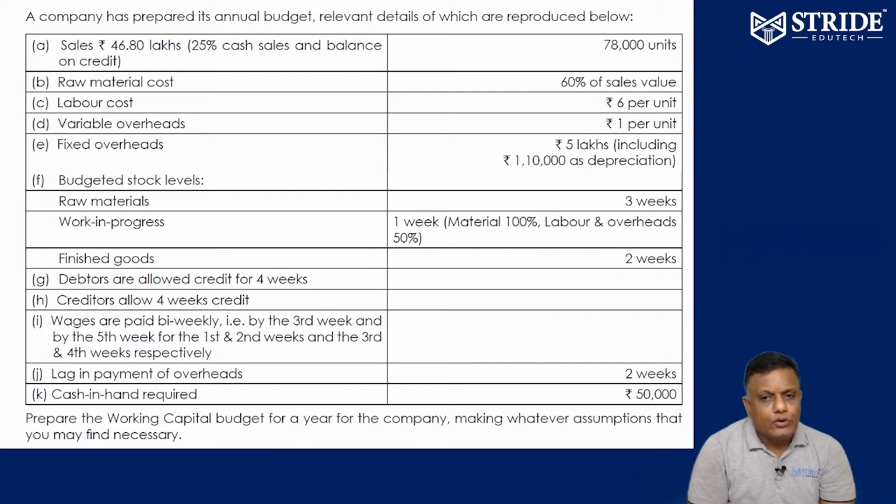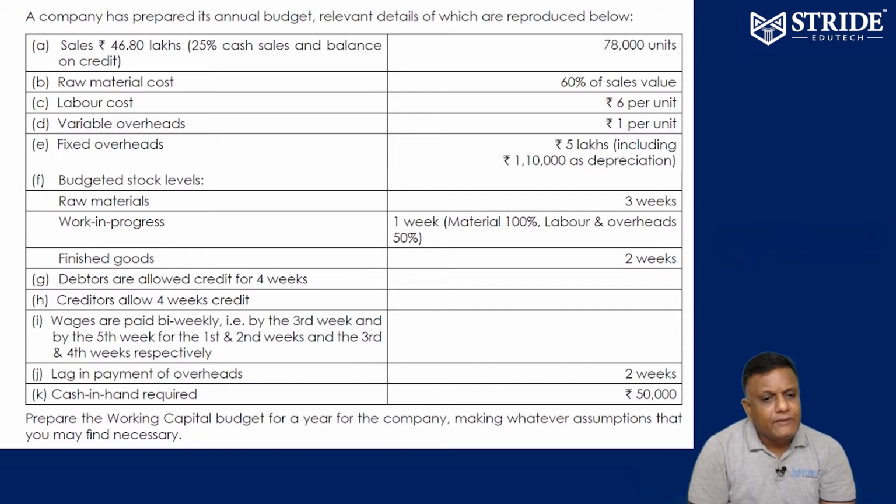Raw material storage period 3 weeks. WIP 1 week period. Out of this, material 100% converted, labor and overhead 50% converted. Finished goods period 2 weeks. Debtors are allowed credit of 4 weeks. Creditors are allowed 4 weeks period. Weekly wages are paid bi-weekly.